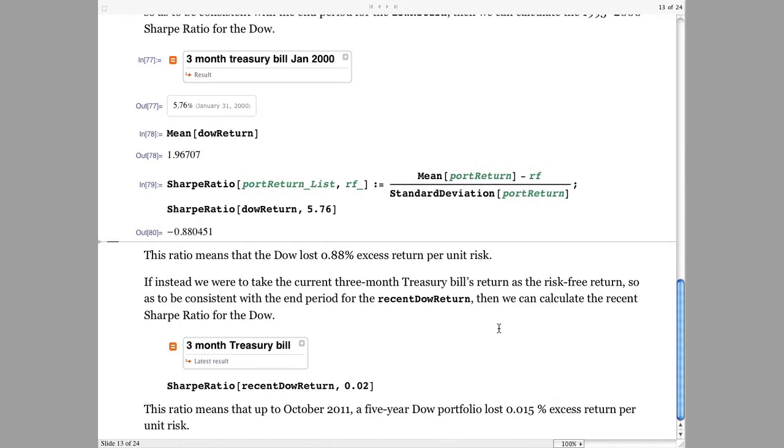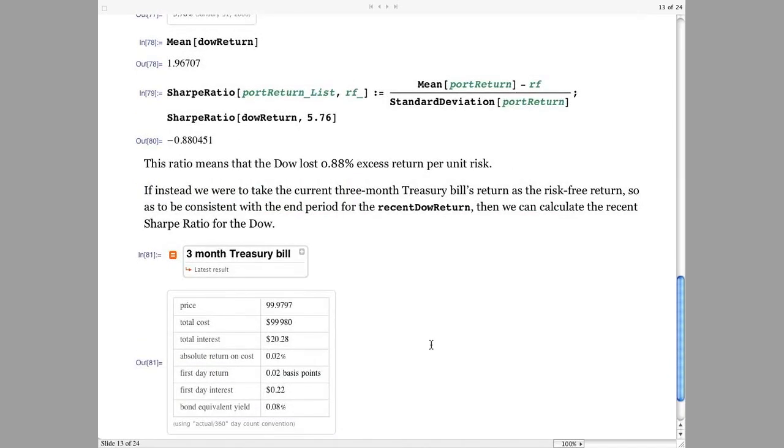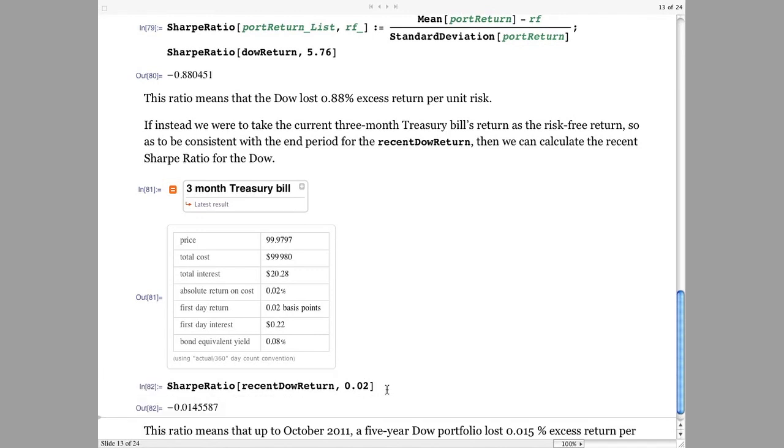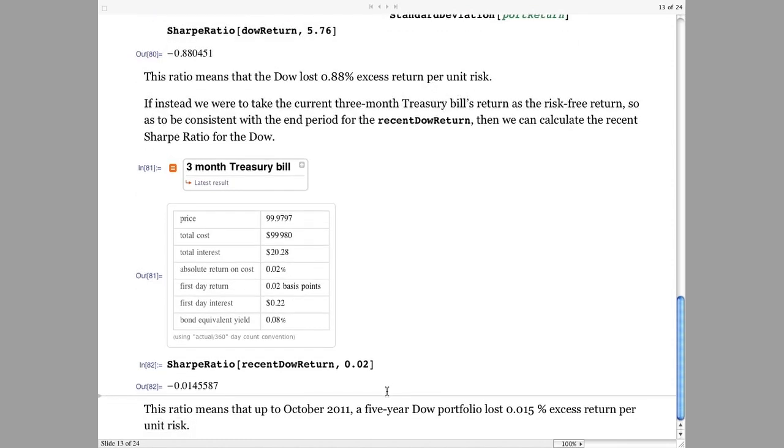Instead, let's take a look at the most recent Dow return. Here we ask for the 3-month Treasury bill return. Now we can use the Sharpe ratio formula that we have defined above to ask for the Sharpe ratio of recent Dow return. Therefore, up to October 2011, a 5-year Dow portfolio lost 0.015% excess return per unit risk.